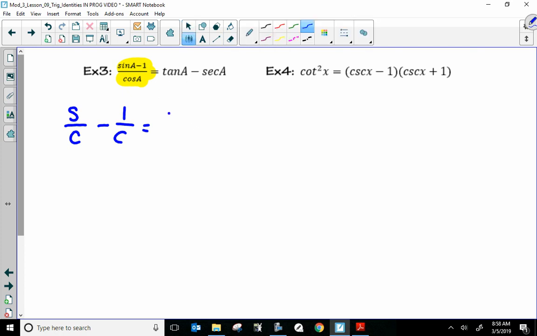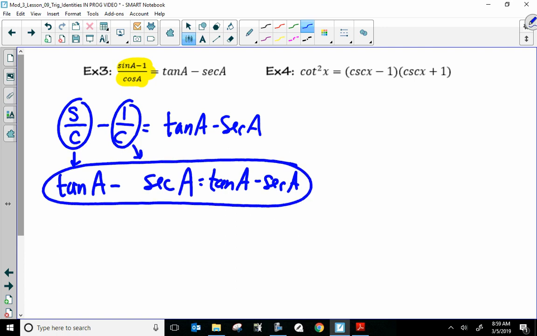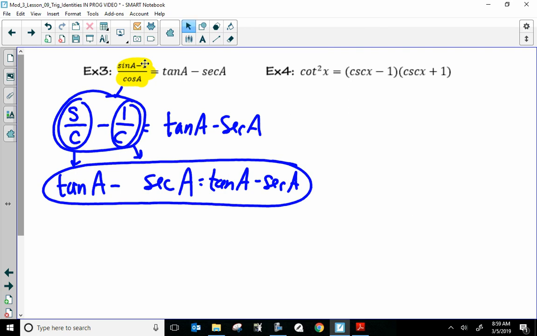Now, it equals tan of A minus secant of A. All right, well, let's take a look at this. Oh, man, this is beautiful. Sine over cosine is tangent, and minus 1 over cosine, that is secant. And we're using A. So tan of A minus secant of A equals tan of A minus secant of A. Wow, that was a lot easier than I thought it would be. The big thing is this needs to be broken up into 2 fractions that you're subtracting instead of 1 fraction where you have the subtraction in the numerator.